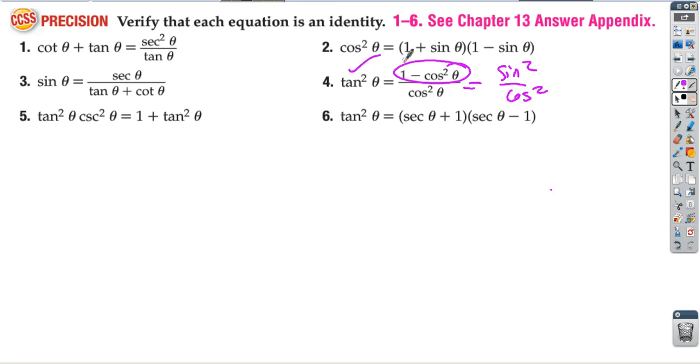This one we'll do 2 since we're here. If you FOIL this out, you get 1 minus sine squared, and that is equivalent to cosine squared based on this identity. Like we said, that one shows up all the time. So 2 and 4 are not so bad.